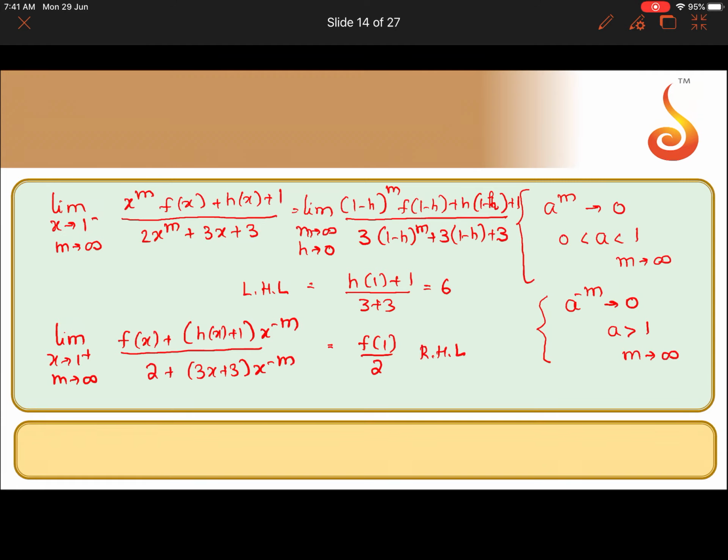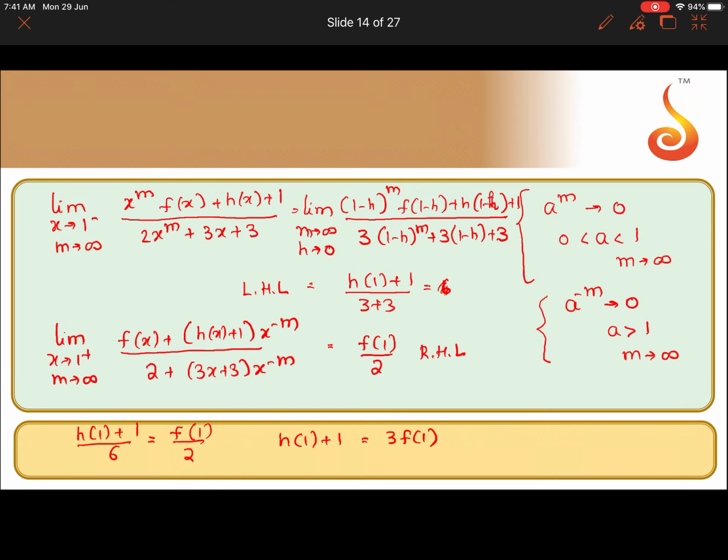So the left hand limit must be equal to the right hand limit. So (h1 plus 1) by 6 is equal to f of 1 by 2. So the left hand limit, it is not 6, this is the left hand limit. So the left hand limit is equal to the right hand limit. From this what do we get? We get a relation. What relation do we get? f of 1 by 2 is equal to (h1 plus 1) by 6. So from this we get h of 1 plus 1 is equal to 3 times f of 1. This is 3 times f of 1.